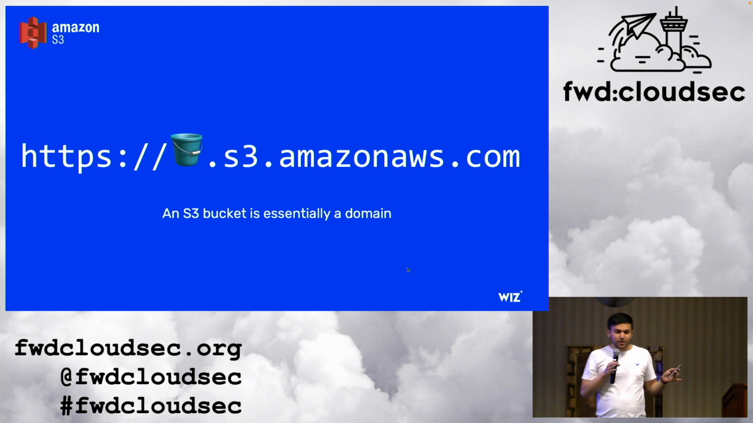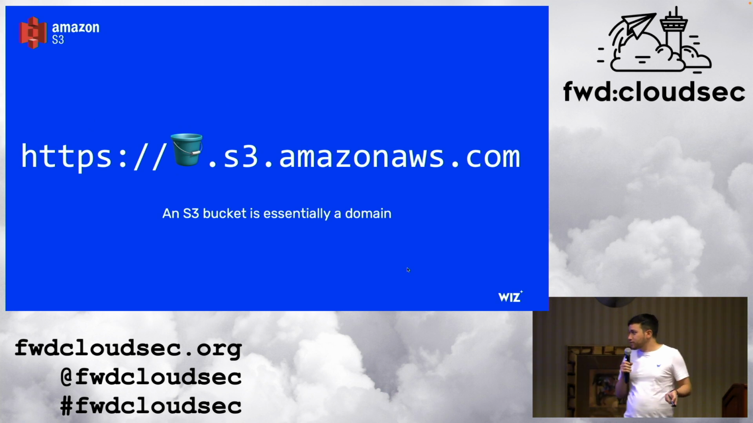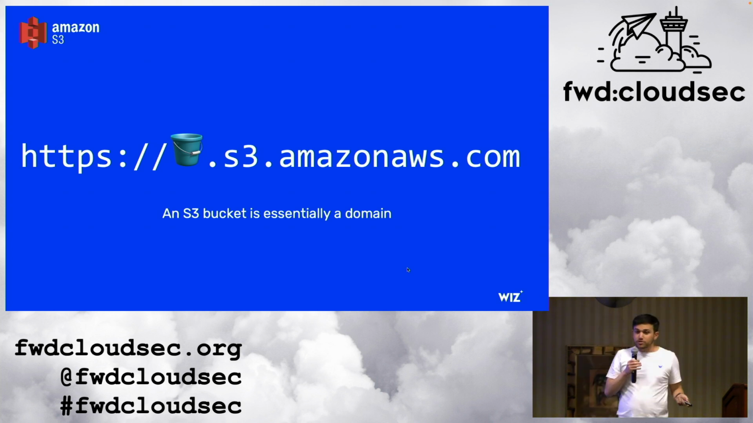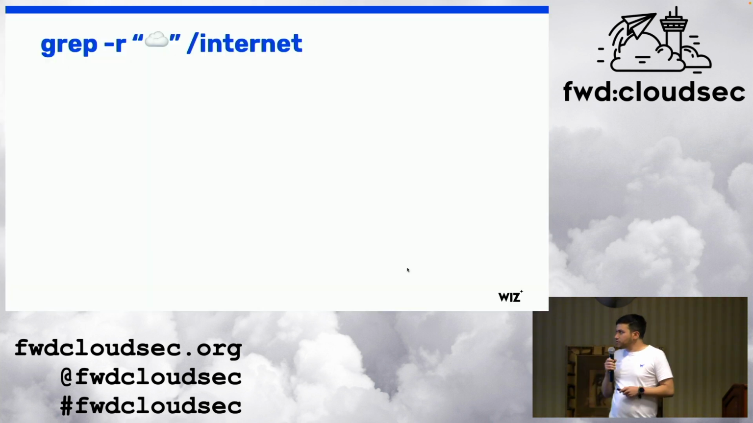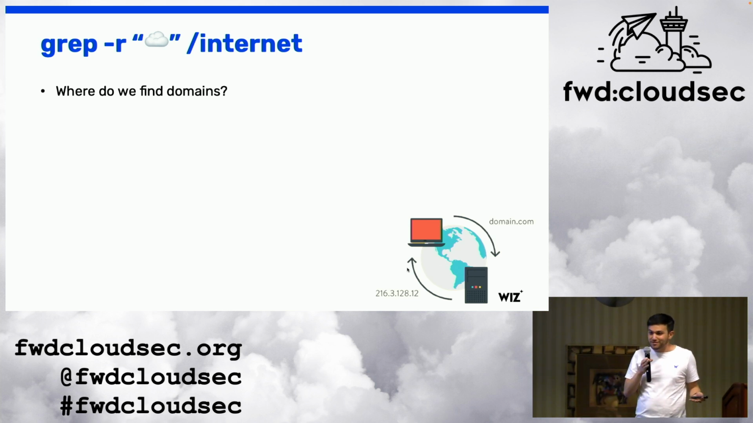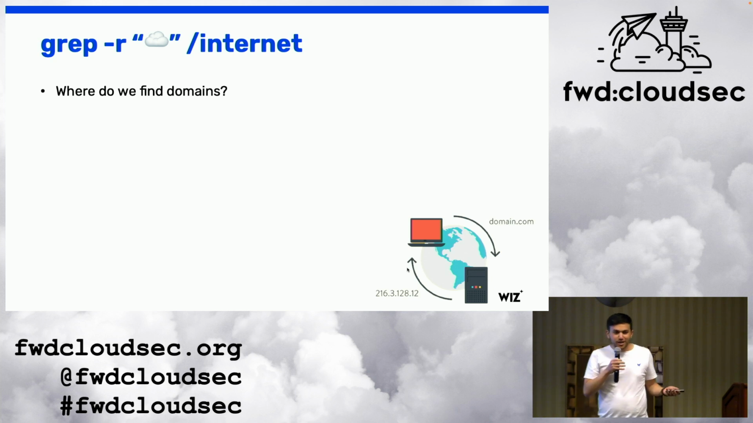Let's start with S3 buckets. This is what an S3 bucket looks like, right? It's bucketname.s3.amazonaws.com, meaning that's essentially a domain. So if we want to look for domains, we first have to ask ourselves, where do we find domains? And in order to ask ourselves this, we have to ask ourselves, where are domains born and die? DNS, right? Well, enter passive DNS.